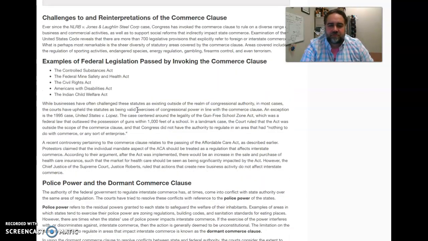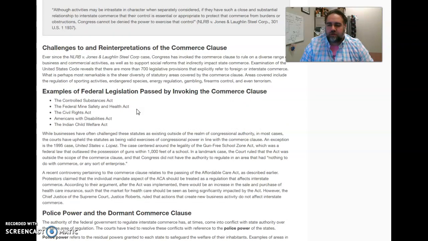So, challenges to and reinterpretations of the Commerce Clause. Ever since the NLRB versus Jones and Laughlin Steel Corporation case, Congress has invoked the Commerce Clause to rule on a diverse range of business and commercial activities, as well as to support social reforms and indirectly impact state commerce.